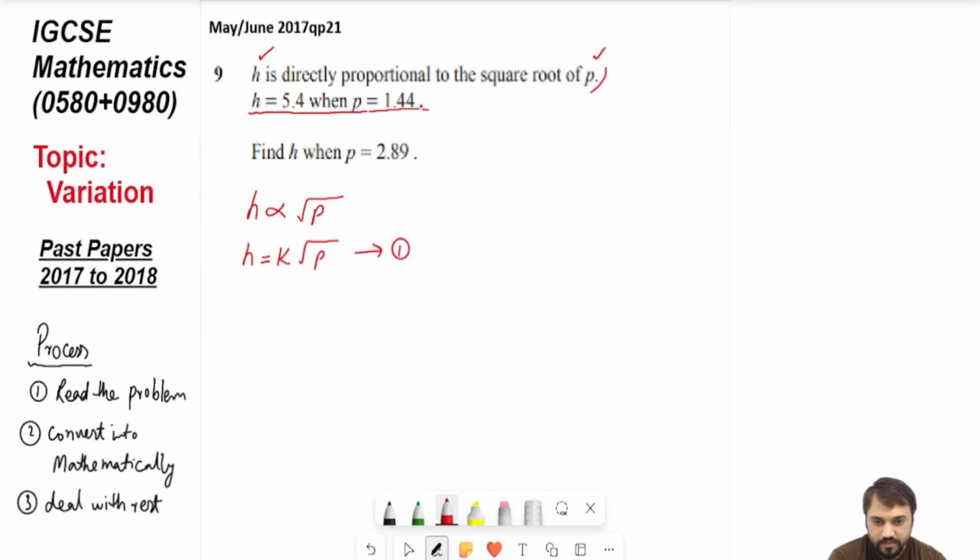After this statement, we have h is equal to 5.4, and I'm going to write it here. 5.4 is equal to k square root. The value of p is 1.44. Square root of 1.44 multiplying with k, when it moves, it will divide like this. 5.4 over square root of 1.44 is equal to k. Just flip it, k is equal to, and I'm going to use the calculator. You can also use the calculator. The answer is 9/2 and in decimal form it is 4.5.